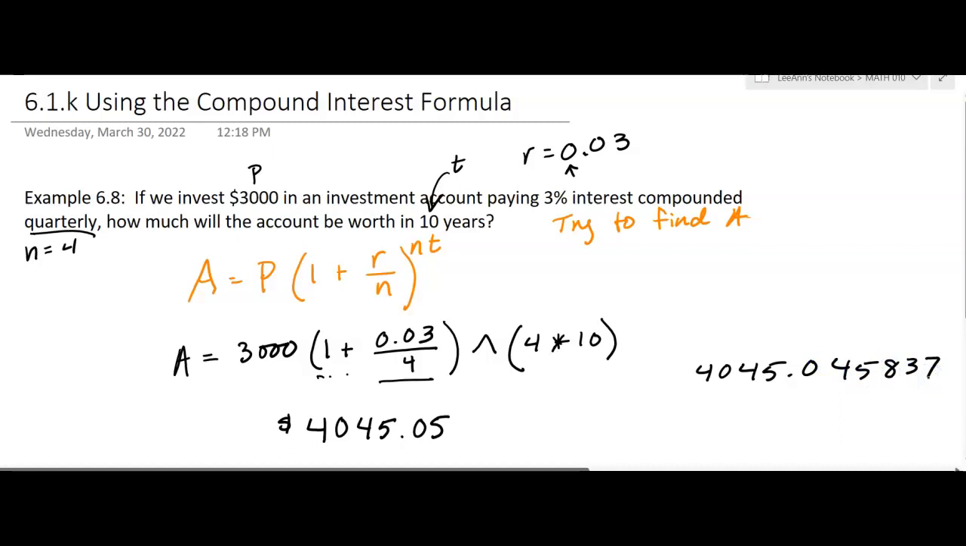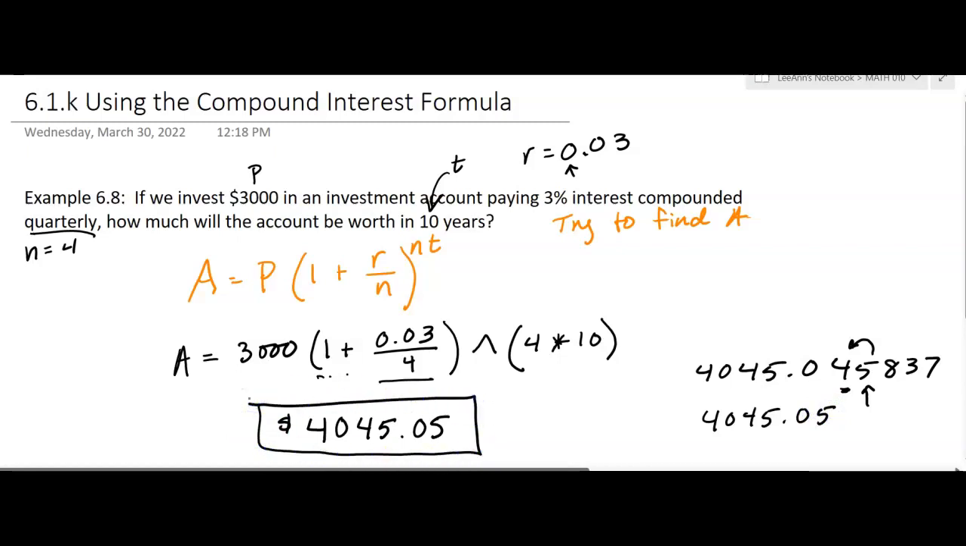So just a brief review on rounding. We're going to the nearest penny, which would be right here. You look behind that number to the right. If it's 5 or more, it's going to round up. If it's not 5 or more, so if it had been like 0.043, then it would have been 4 cents. But this is going to round up, so it's going to be 4045.05 to the nearest penny. And we put in the dollar sign because we are talking money here.